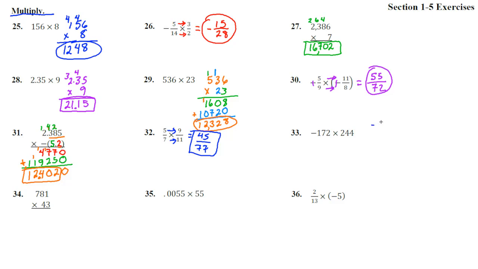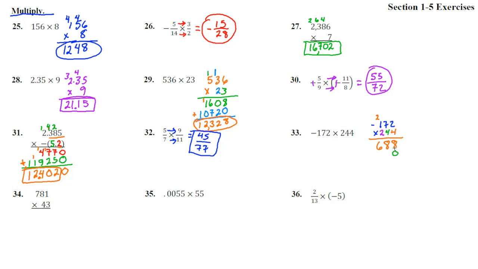Number 33. Here we have negative 172 times 244. So I'm going to use 3 different colors on here. There's a 2, and there's a 4, and there's a 4. So 244, let's do it in 3 different colors to keep track of everything. Starting at the right, 4 times 2 is 8. 4 times 7 is 28. So we carry a 2 there. 4 times 1 is 4, plus that 2 is a 6. Good deal.